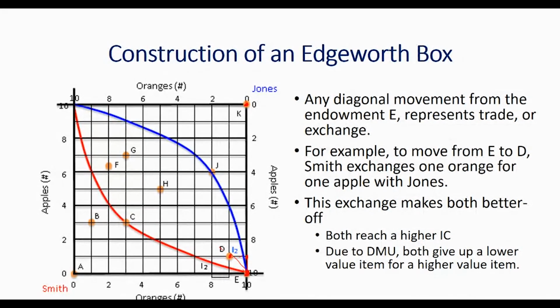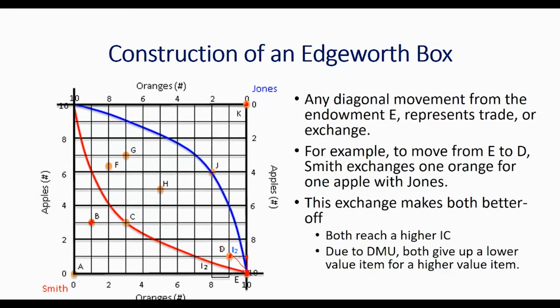So for example, if they were to trade from point E to point B over here, noting that we have the red indifference curve passing through point E for Smith, if they were to move from E to B, well, since B is below Smith's indifference curve that passes through the endowment, we know that a trade to B would make Smith worse off. 1 orange and 3 apples is just not as good to Smith as 10 oranges and 0 apples. So we would imagine Smith, being an individual who wants to increase his utility, wouldn't accept a trade to B.